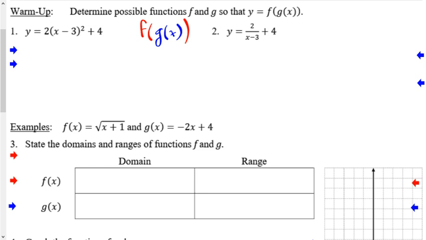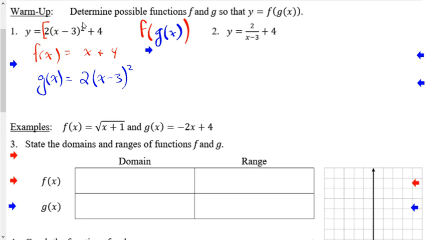Here I've just indicated the color coding I'm going to use, where f of x is my outside function, g of x is my inside function. There are many different answers we could have to this question. I will show just two that I came up with. Here's one of them. I could say that my outside function is x plus 4. So what I'm doing is saying, let's just make this whole thing my x, and then I'll do a plus 4 afterwards.